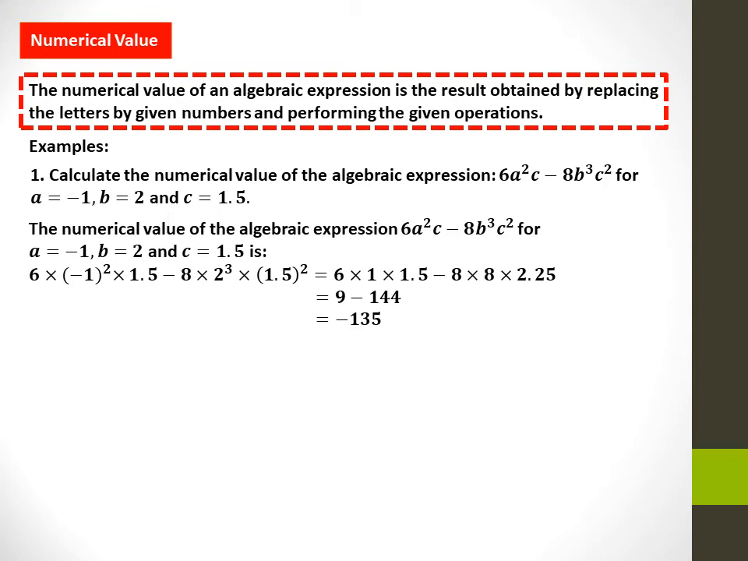The answer is 6 times 1 times 1.5 minus 8 times 8 times 2.25. 6 times 1 times 1.5 is equal to 9. 8 times 8 times 2.25 is equal to 144. So I have to subtract 144 from 9. The answer is negative 135.